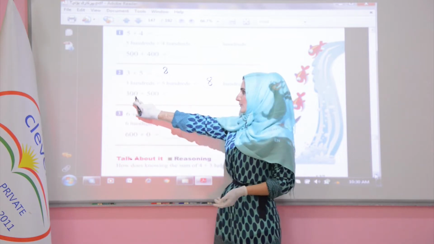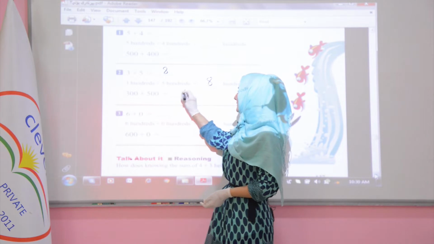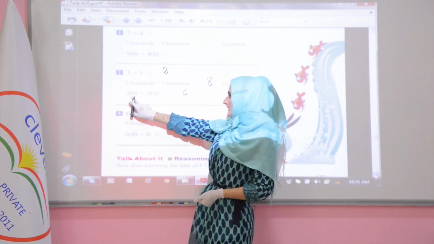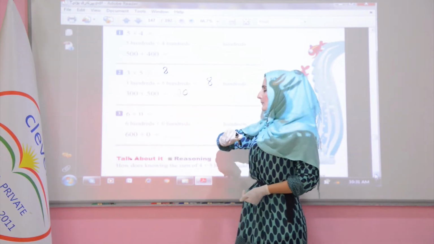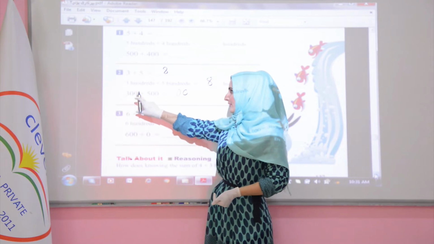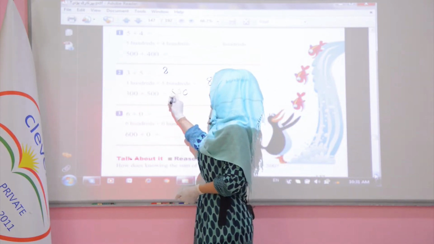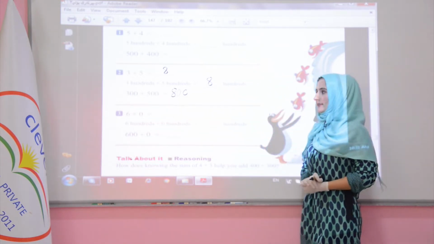Now by place value, 300 plus 500. In ones we have 0 and 0. 0 plus 0 equals 0. In tens also we have 0. 0 plus 0 equals 0. In hundreds, we have 5 and 3. 5 plus 3 equals 8. So 300 plus 500 equals 800.